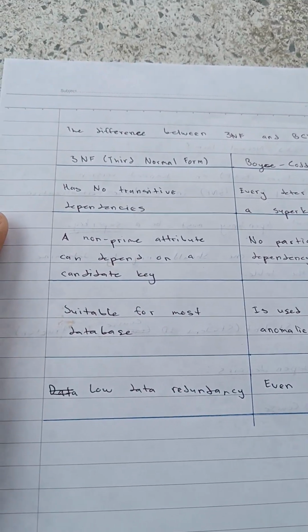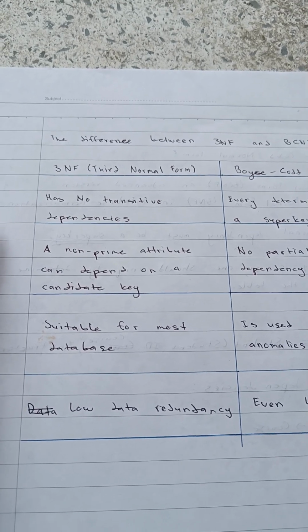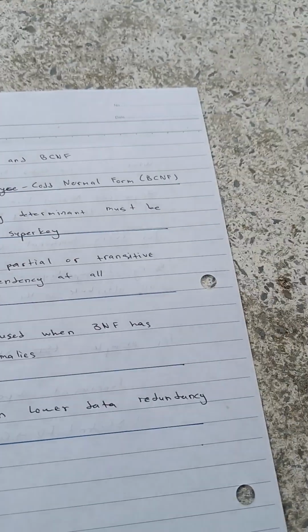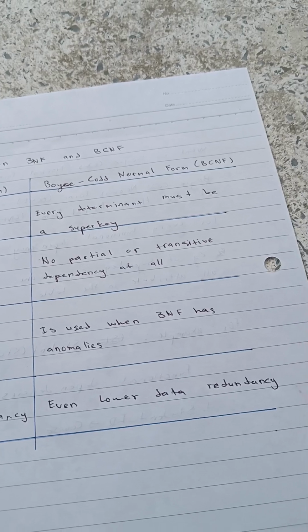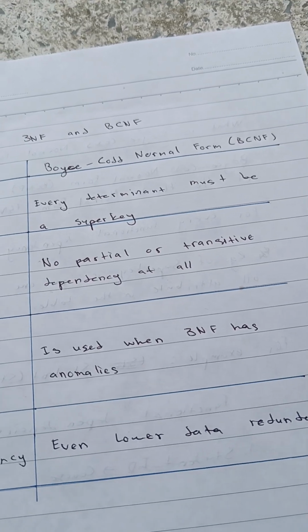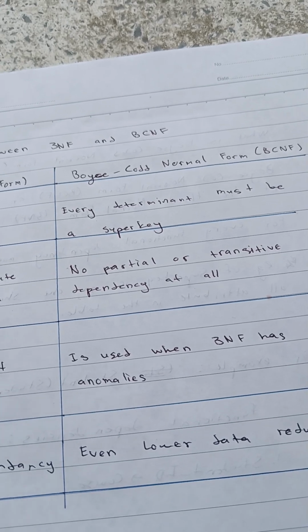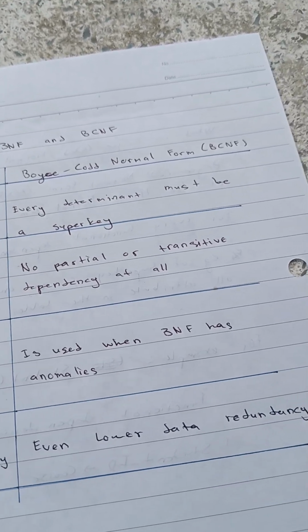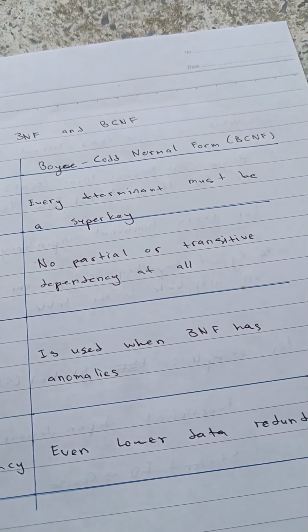Moving on to 3NF. 3NF is suitable for most databases. However, Boyce-Codd normal form is used when 3NF has anomalies. As I mentioned before, BCNF is a 3NF, but it is advanced. So BCNF is used when 3NF has anomalies.